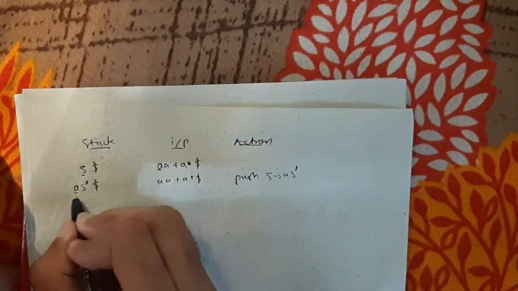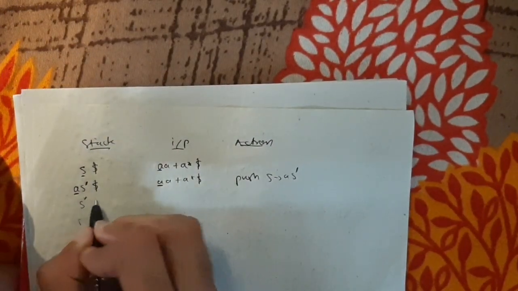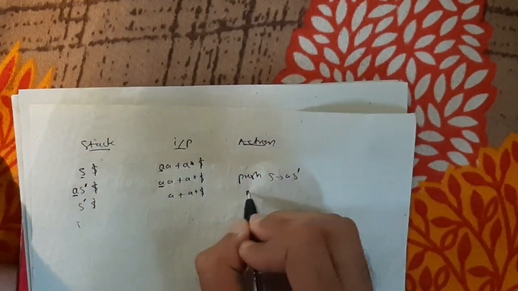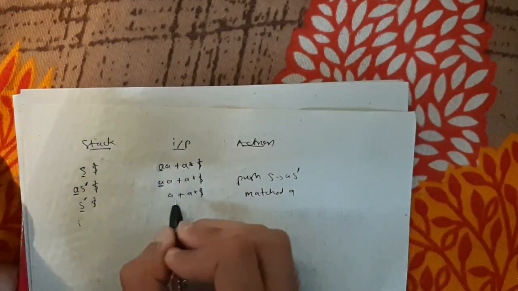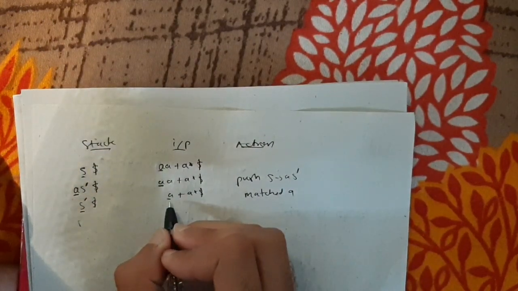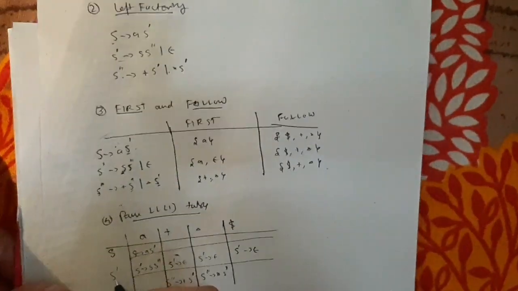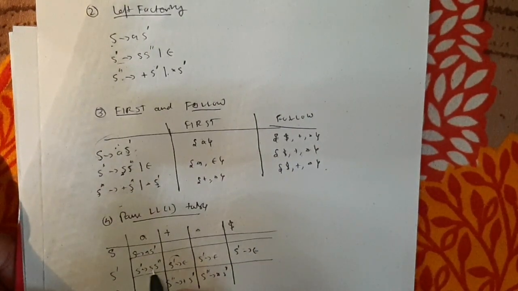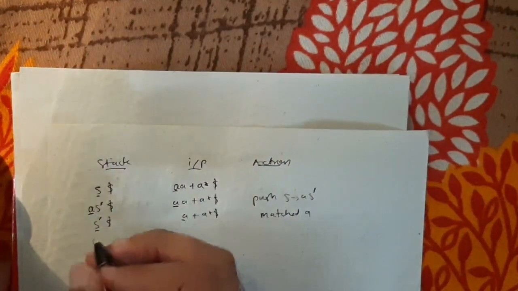Again here the first letter is the same. If it's the same, just cut them both from both sides, so the remaining thing will be this, and right here matched a. Then again do S dash goes to a. What does S dash goes to a? Check the previous table here. S dash goes to S double dash. So instead of S dash, I'll write S double dash.